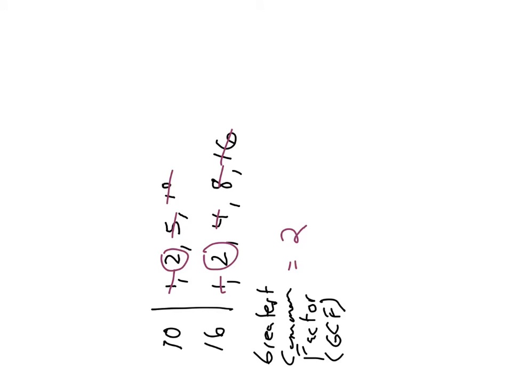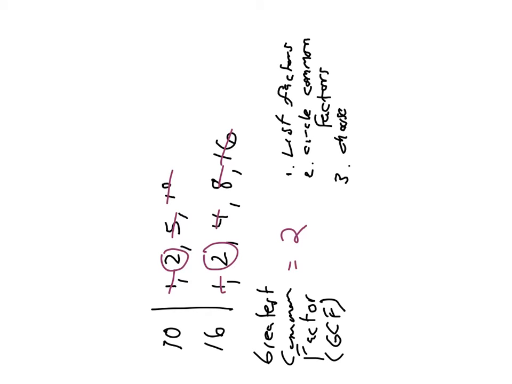If you're doing this, you want to first list the factors, and then circle the common factors. And then finally, you want to choose the greatest common factor. Now, there's another way to do it too.